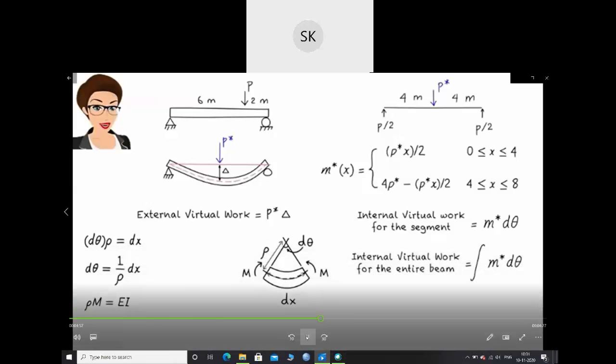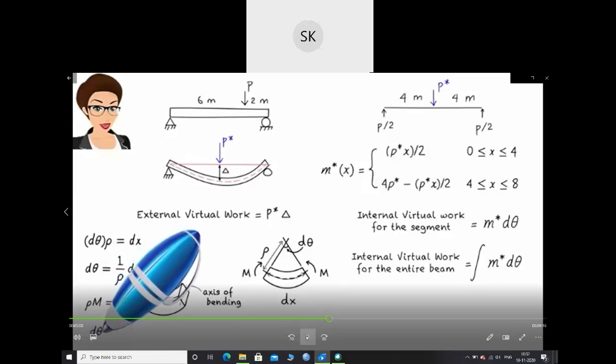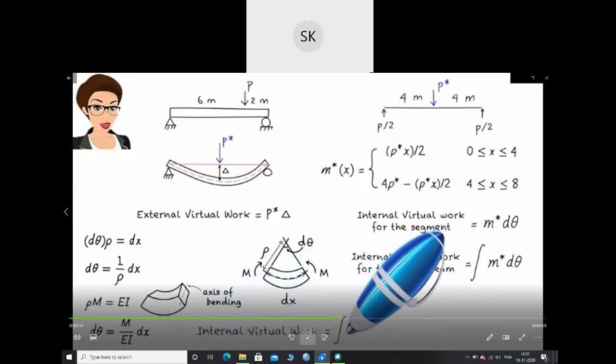I is the moment of inertia about the axis of bending. Of course, here we are assuming linear elastic material. Then we can write d theta equals m over EI dx. So your slope will be m by EI dx. Finally, we can write the expression for the entire beam as m by EI dx.